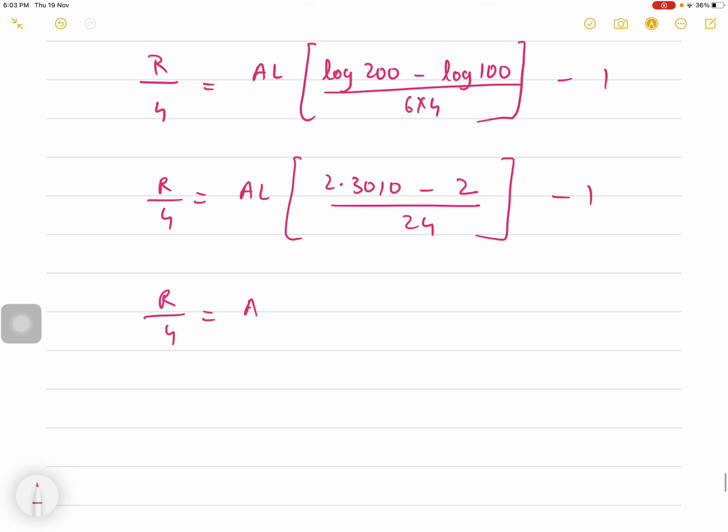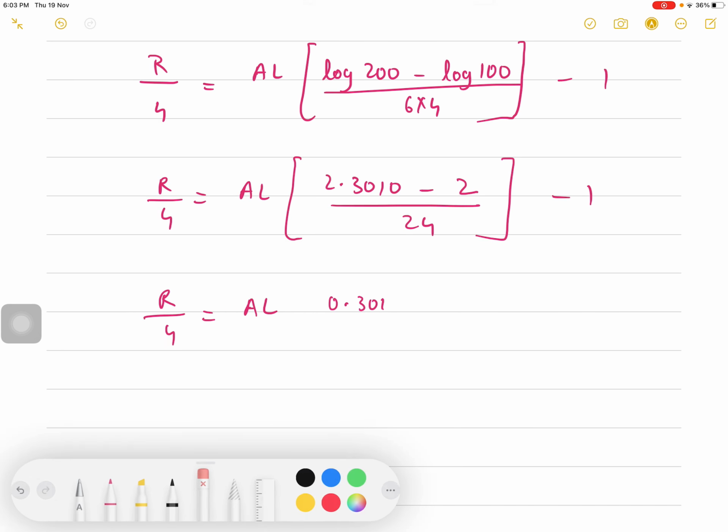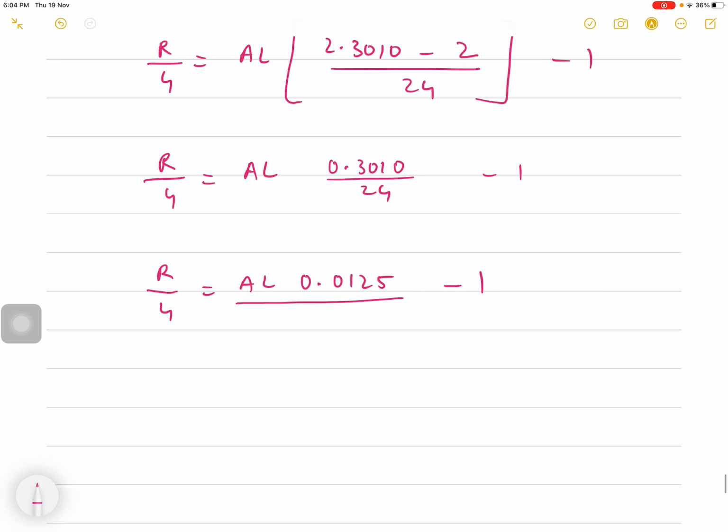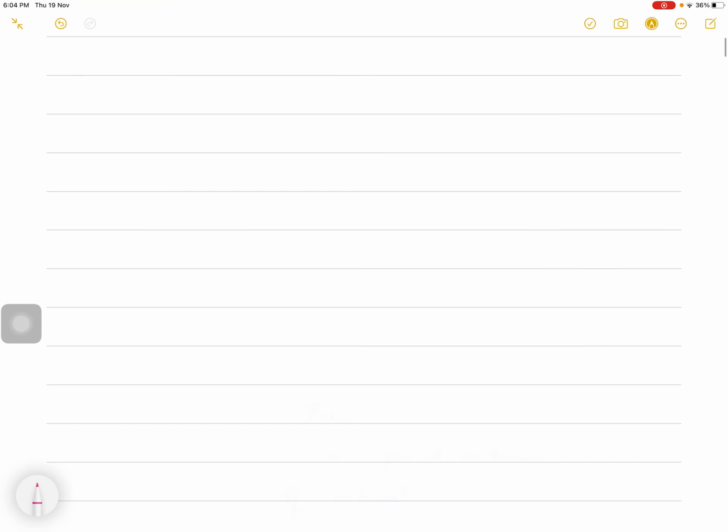R divided by 4 is antilog of 0.3010 divided by 24, minus 1. Okay. R by 4 is antilog of 0.3010 divided by 24. When you divide it, it comes to 0.0125, minus 1.